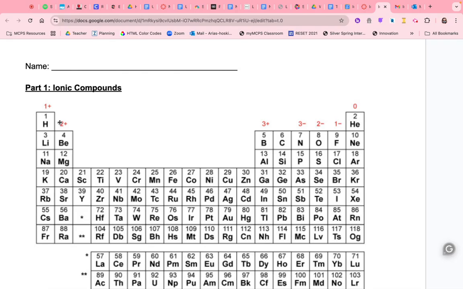If they lost electrons, that means that they lost negative charges, meaning that they're 1 plus and 2 plus, meaning that they don't have any more of those electrons, okay? The same with the 3 plus.